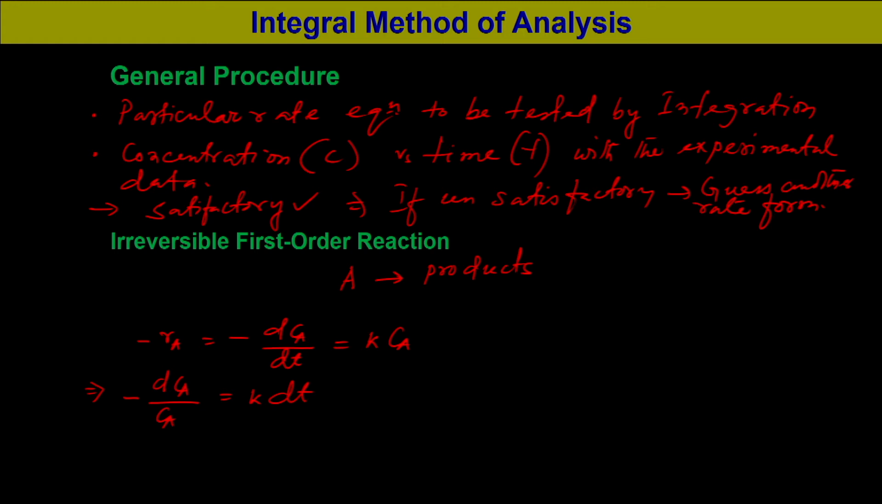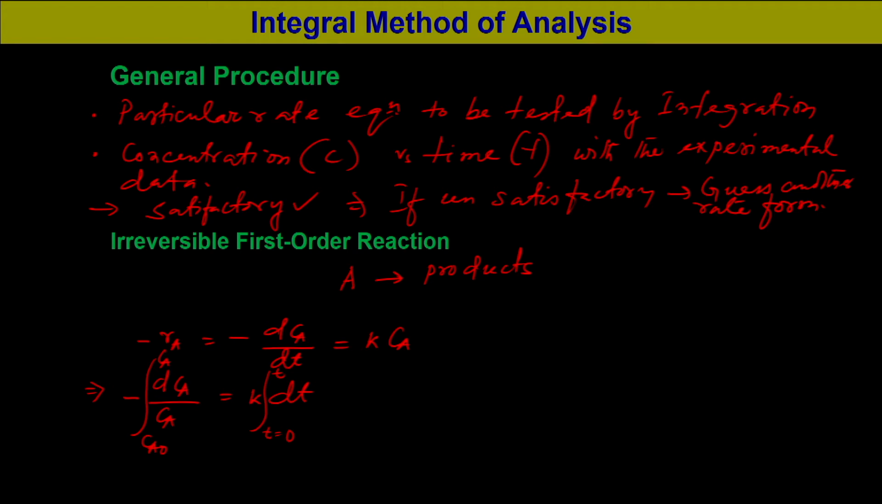Now, if we put the integral for both cases, it would be from CA naught, which is the initial concentration, to CA at any time t. So, initially t equal to 0 to any time t.